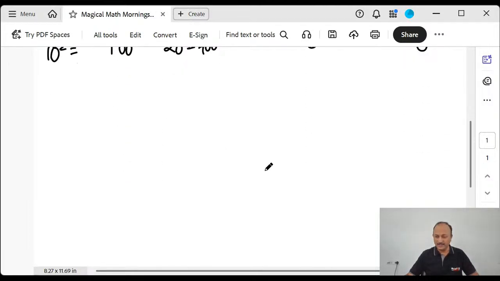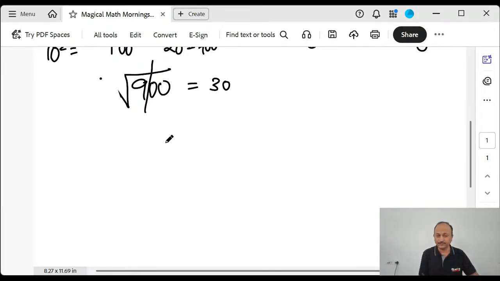Ending with 0 is the direct one, correct? No, if at all it is 900, what will we do? We'll make it into two groups. The last two digits we will make as 0. The first digit is 9. What is the square root of 9? So the square root of 900 is equal to 3, and this is 0.